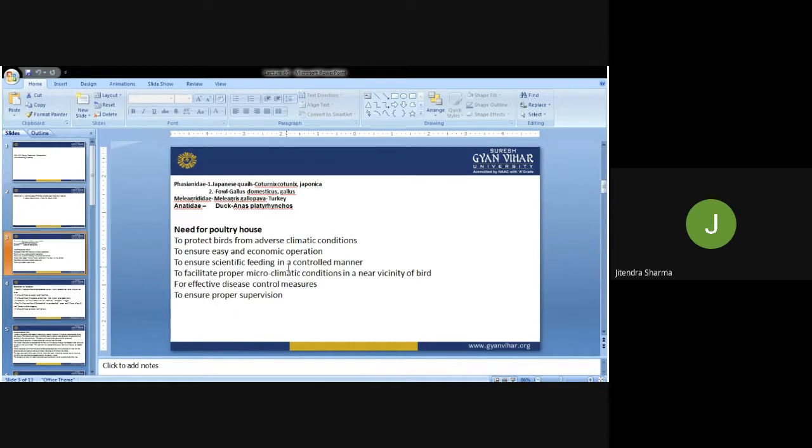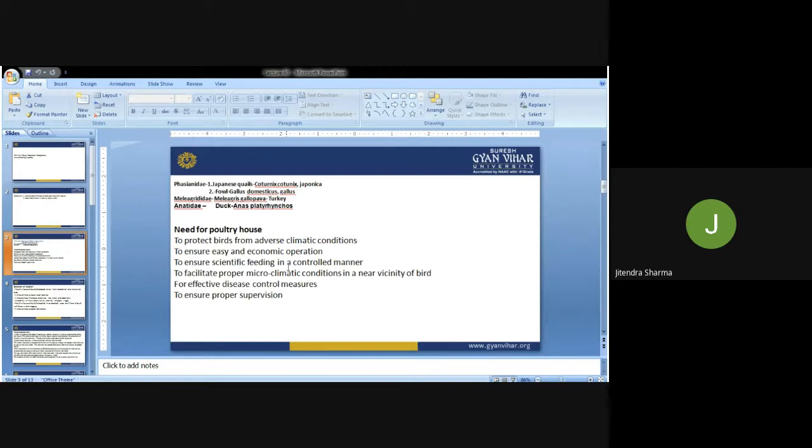So that's why we are allowing them ad lib feed consumption, and we ensure they follow this practically, so that we can supervise these things only if we have proper housing.